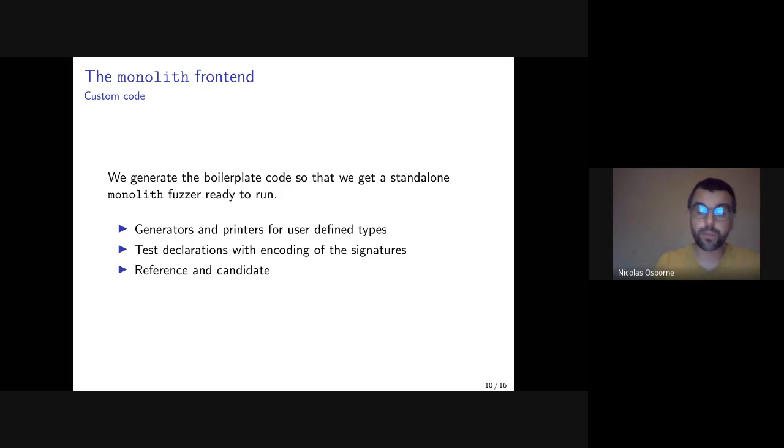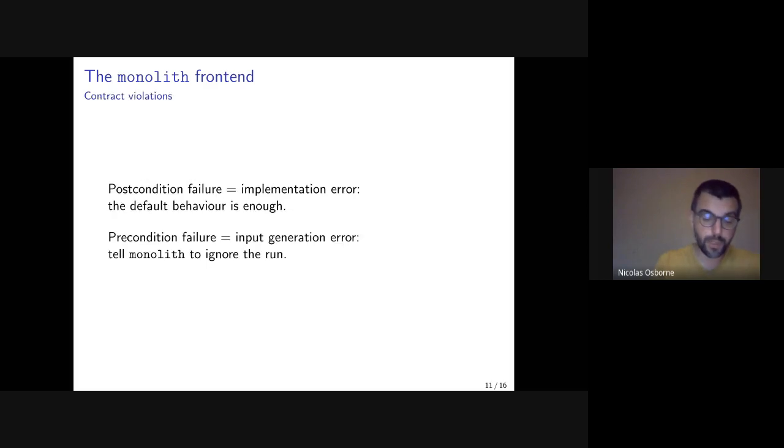Now that we have seen how to handle the boilerplate via custom code embedding, let's turn to the more interesting question of the contract violation. The case of postconditions is pretty straightforward. In general, Monolith checks that the candidate returns the same value as the one returned by the reference. So we just need the reference to not return the computed value in case of contract violation. This is easily done by raising an exception defined by OCaml when a contract is violated.